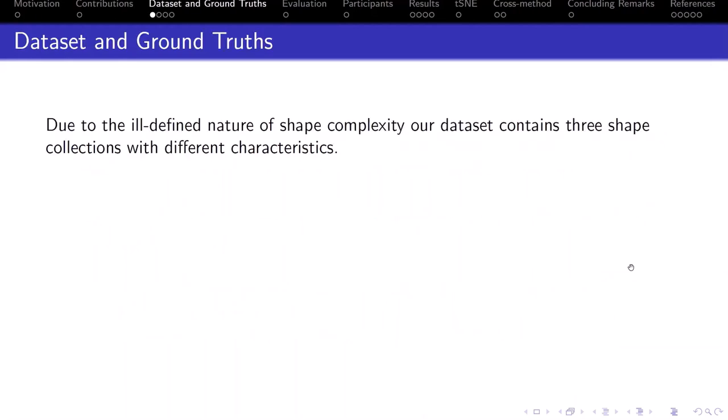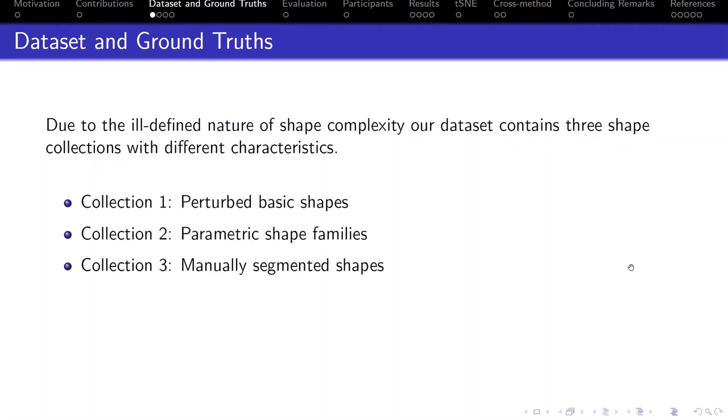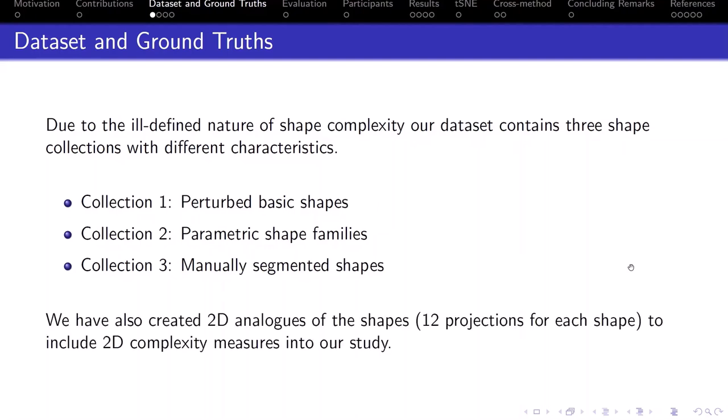So, the shape complexity has an ill-defined nature, and because of this, our dataset contains three shape collections with different characteristics. And our collections are as follows. We have perturbed basic shapes, parametric shape families, and manually segmented shapes. On top of this, we have also created 2D analogs of the shapes to include 2D complexity measures into our study, because the vast majority of shape complexity literature relies on the 2D representation of shapes, or rather works on the 2D represented shapes.